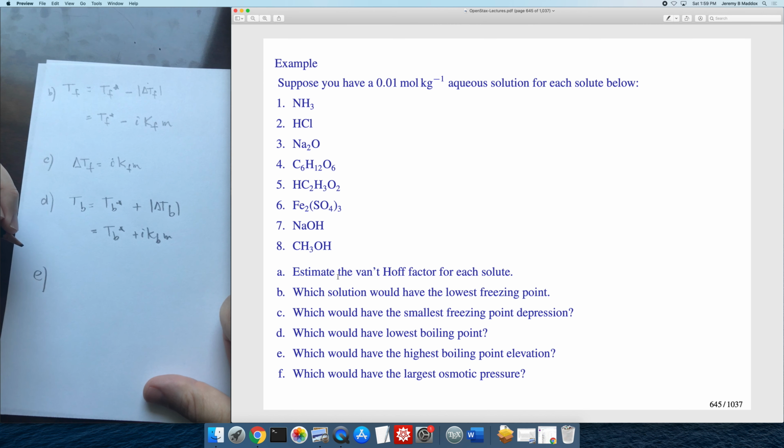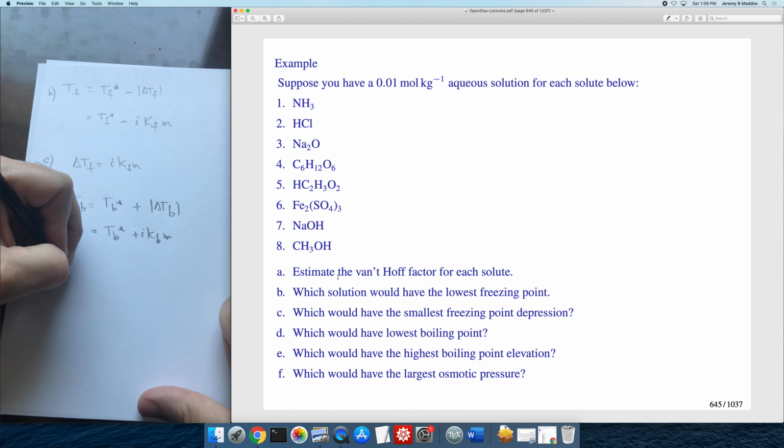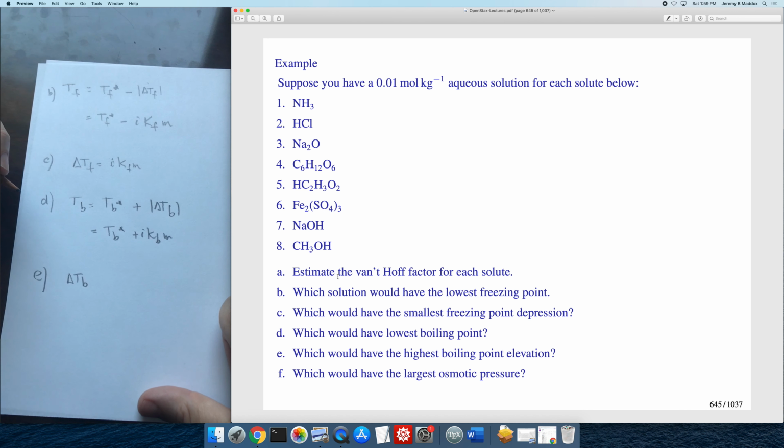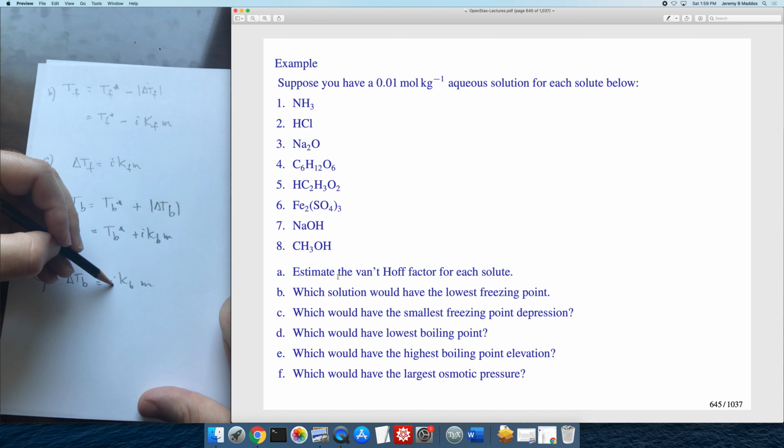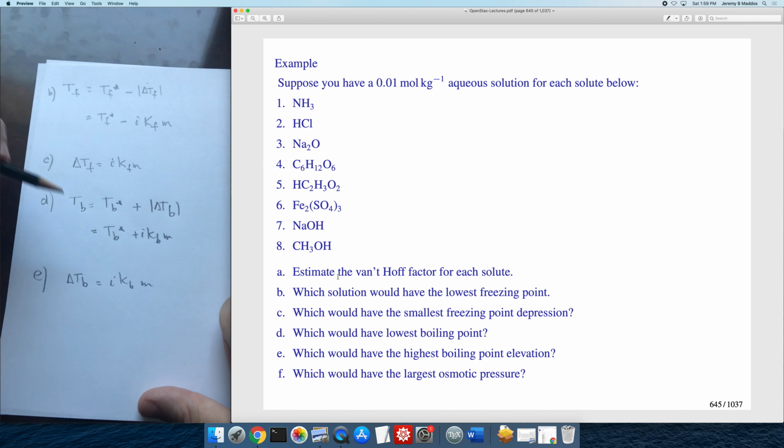For part E, which would have the highest boiling point elevation? Well, the boiling point elevation is the delta Tb. So which one has the largest value of i? That would have the largest value of delta Tb. Again, that is the iron(III) sulfate one that had a van 't Hoff factor of 5.